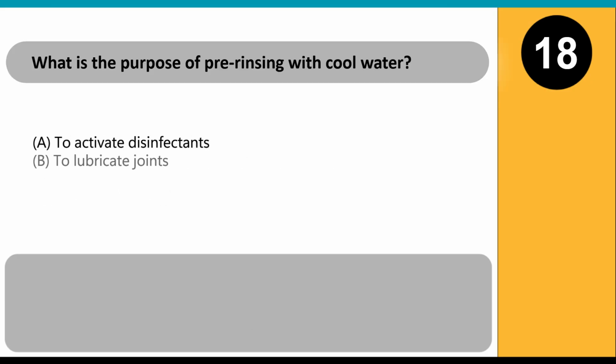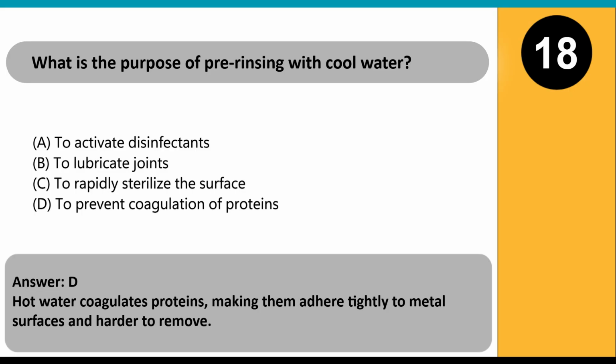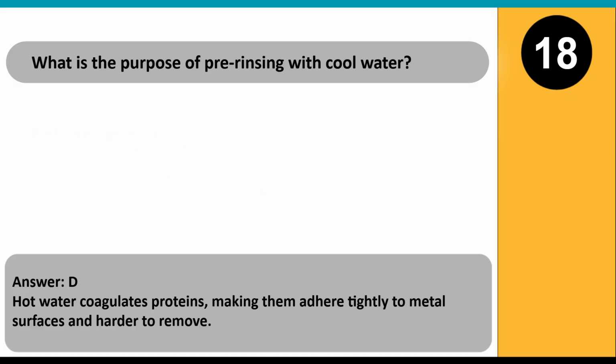What is the purpose of pre-rinsing with cool water? A. To activate disinfectants. B. To lubricate joints. C. To rapidly sterilize the surface. D. To prevent coagulation of proteins. Answer D. Hot water coagulates proteins, making them adhere tightly to metal surfaces and harder to remove.